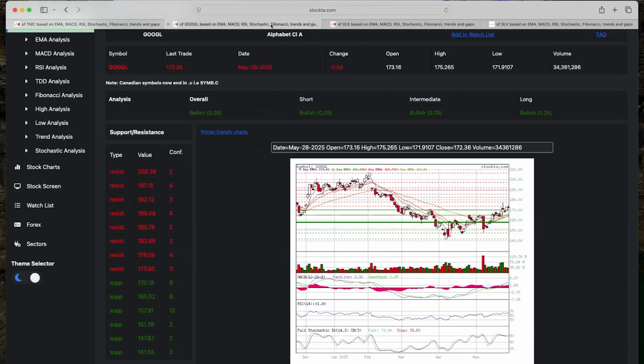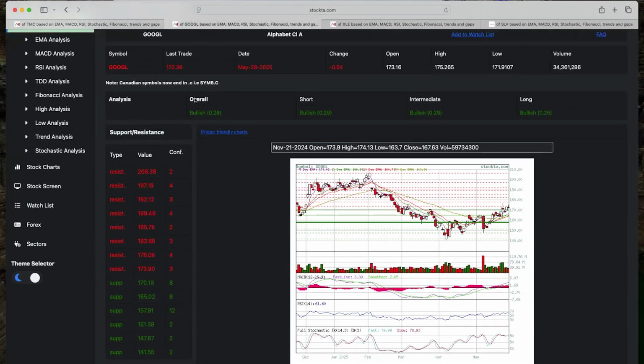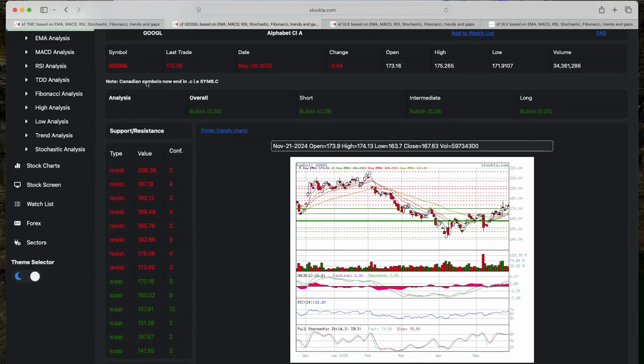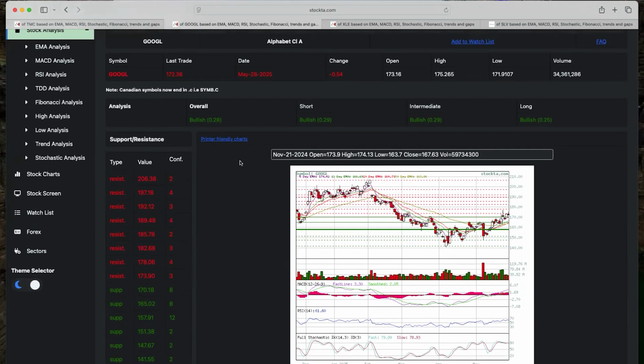So like Google has recently run up a little bit, and it's at 172.36. It's still bullish. It doesn't have huge overhead resistance scores, which is nice. But if you look, it has a medium confluence at 170, medium confluence at 165, medium confluence at 158. So there's a good amount of support built into that.